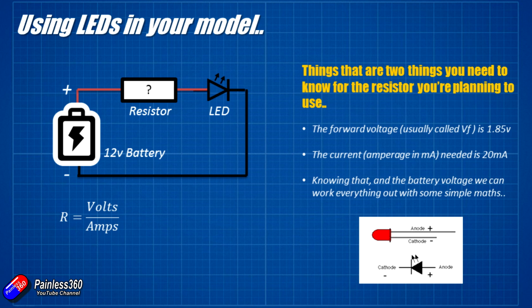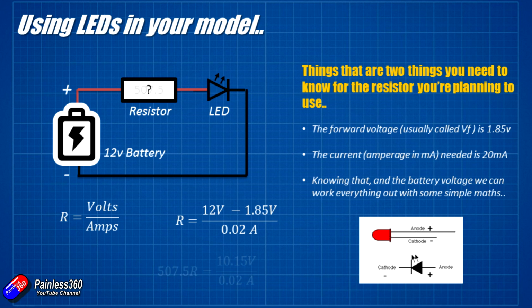So what we have to do is to drop all of the voltage that the LED doesn't need. The LED again needs 1.85 volts. The battery is going to supply 12 volts, so we need to get rid of the difference, and we need to divide that by the amperage we want to go through the resistor, and that amperage is going through the LED as well, and we know that's going to be 20 milliamps, or 20 thousandths of an amp, or 0.02 amps. That's what 20 milliamps looks like if you write it as an amp.